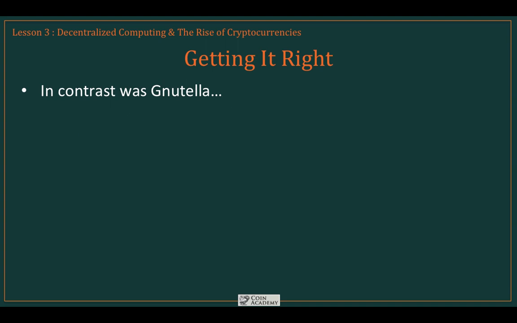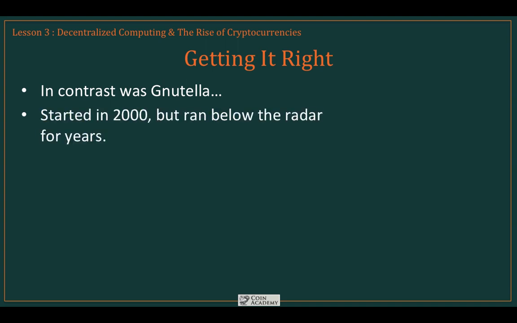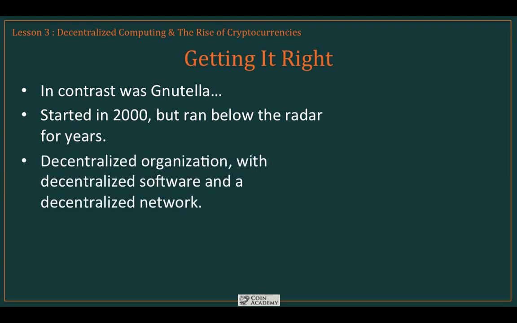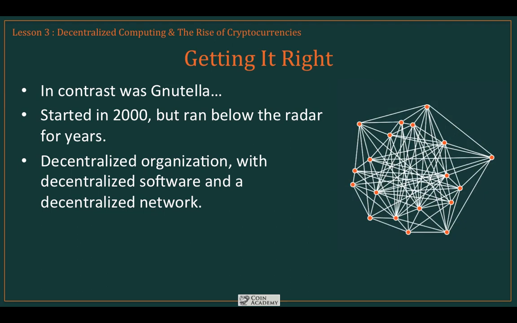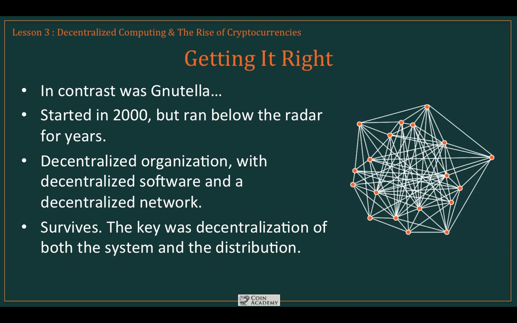It was a system called Gnutella, and it had existed since the year 2000, but it had run below the radar for years. Basically, what was different about Gnutella is that it was a decentralized organization with decentralized software and a decentralized network. In other words, there was no target in the middle for the legal teams to go after. If you took down one node, it did not impair the network. The entire system continued to function. It survives today. The key: decentralization of both the system and the distribution.